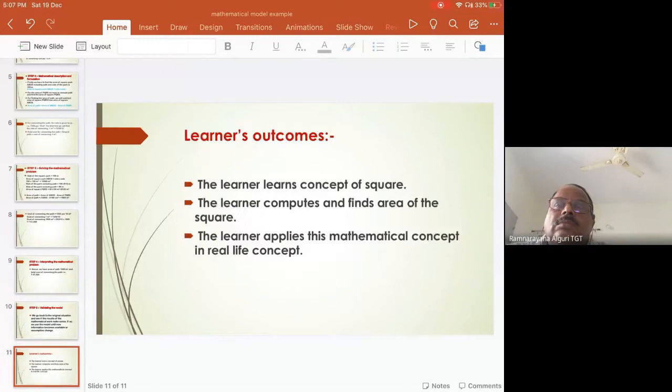The learning outcome, which we come to know here, is that first of all the learners learn the concept of a square. The learners compute and find the area of a square. And the main thing is the learner applies this mathematical concept in real life. Thank you, sir. That's all.